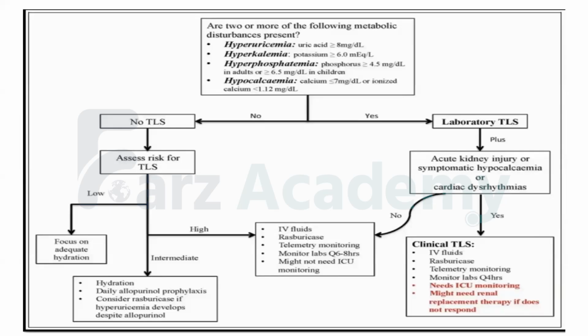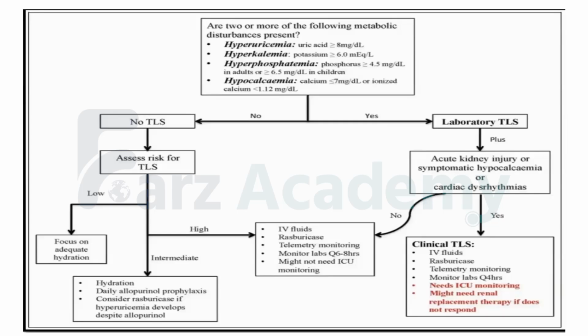This is the treatment chart. All these metabolic disturbances, we have already seen the cutoffs. You need to know the cutoffs: uric acid more than 8, potassium more than 6, phosphate more than 6.5, calcium more than 7. And if there is no TLS, assess the risk for TLS. If the risk is low, just maintain adequate hydration while you treat the patient. If the risk is intermediate, then also you can hydrate. Daily allopurinol prophylaxis you have to continue. Consider rasburicase if your uric acid level doesn't drop despite starting allopurinol.